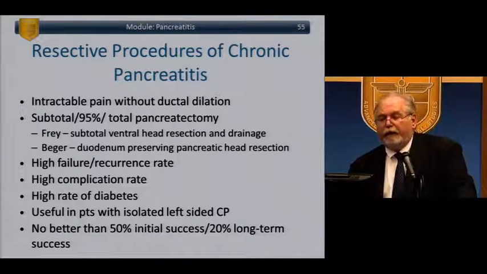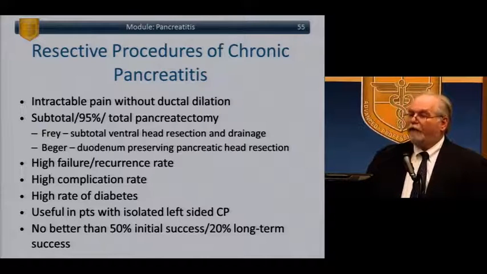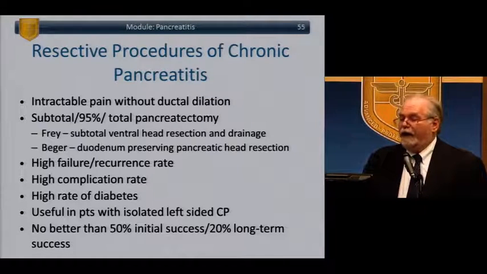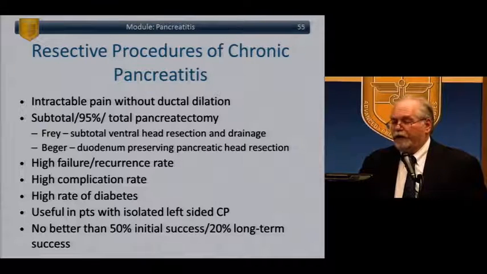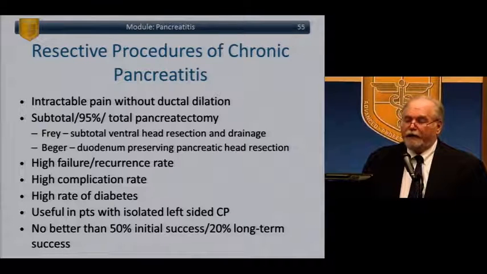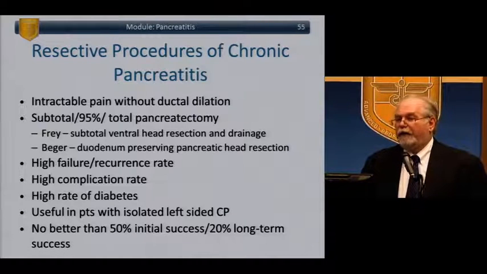Resective procedures for those with intractable pain without ductal dilatation: subtotal or total pancreatectomy, Frey procedure if it's limited to the pancreatic head, or a Beger procedure with duodenum-preserving pancreatic head resection. These all have high failure rates, high recurrence rates, high complication rates, high rates of diabetes, and no better than 50% initial and 20% long-term success. The exception to that is if you have isolated left-sided chronic pancreatitis, a distal pancreatectomy and splenectomy is generally curative.